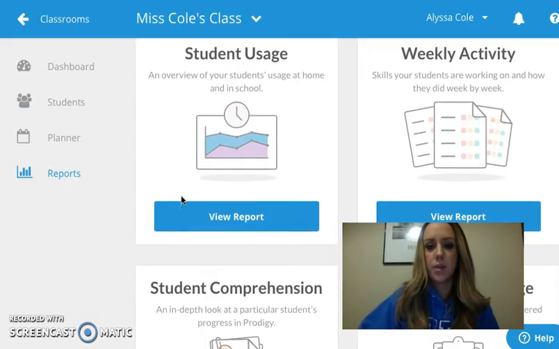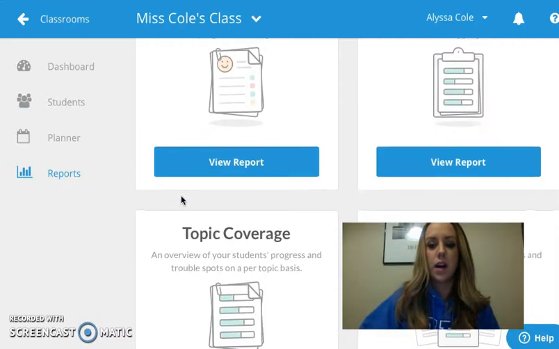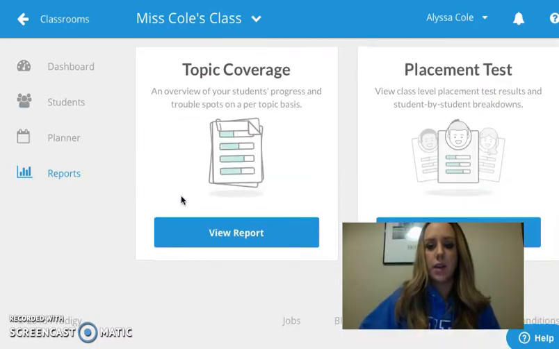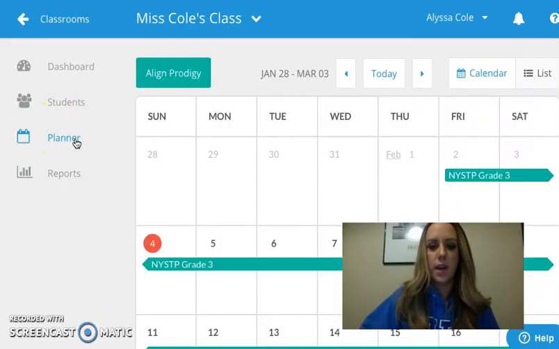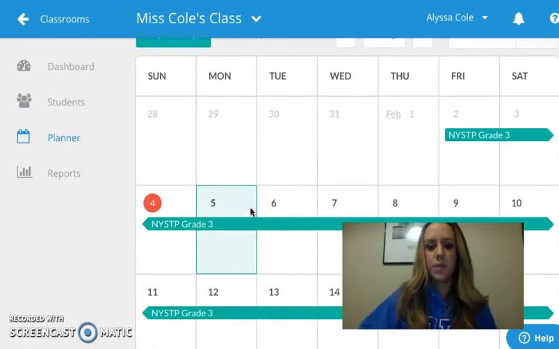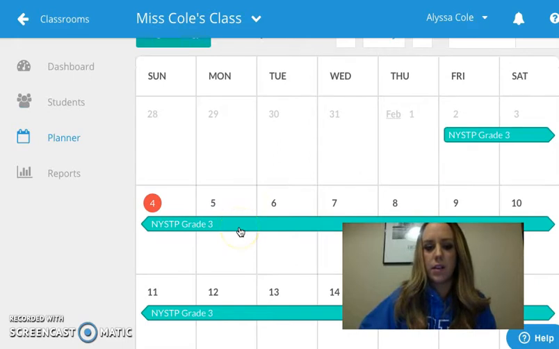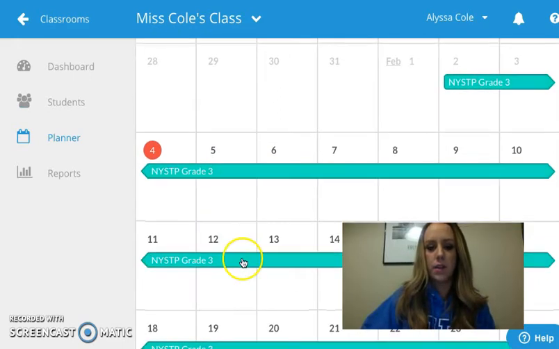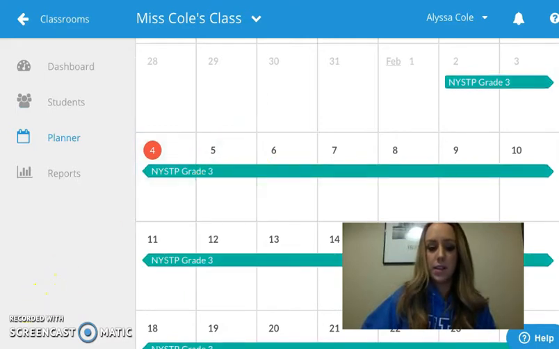You can see how much time your students are spending on Prodigy, what their weekly activities are, and how well they did on their placement test and their different lessons. I can also go through and schedule different lessons according to what I'm doing in class. What I've done is just New York State test prep for now, since the students don't do it that often. I thought it would be a good way to prepare for the New York State test.